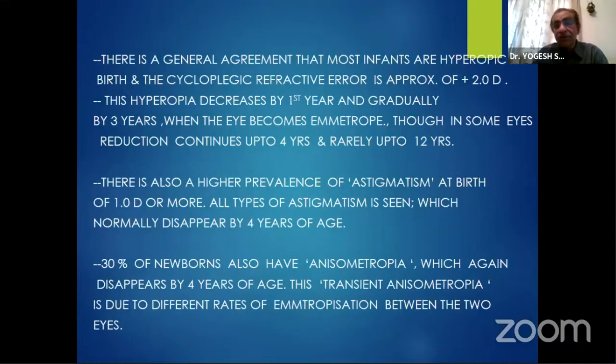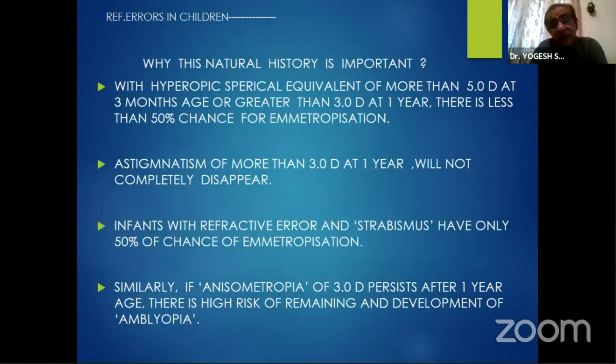So when you come across such patients, you wait patiently for 4 years. If gross anisometropia is not there, you can patiently wait for 4 years, and then you can monitor the state of development of the refractive errors. Now, why this? We have talked about hyperopia, anisometropia, and astigmatism.